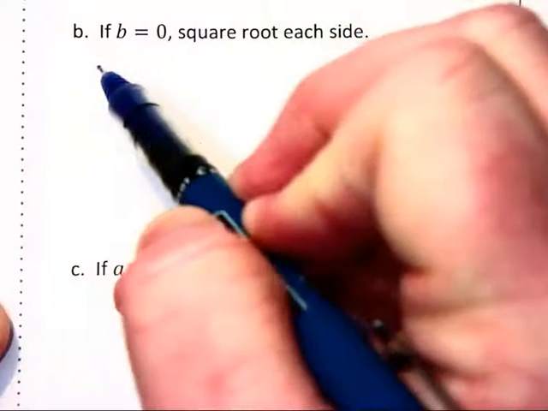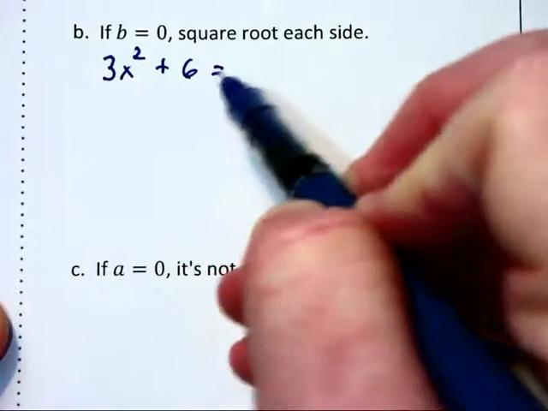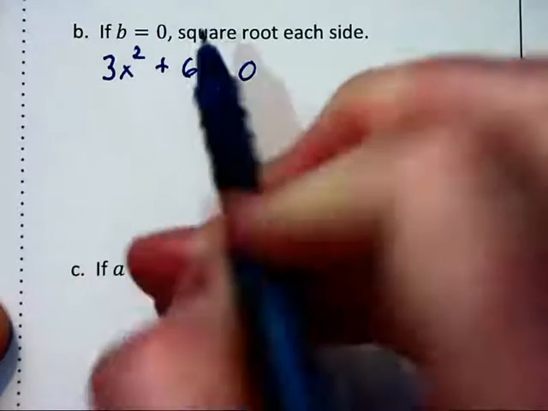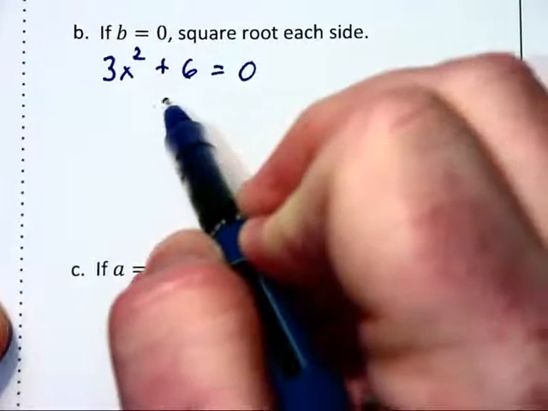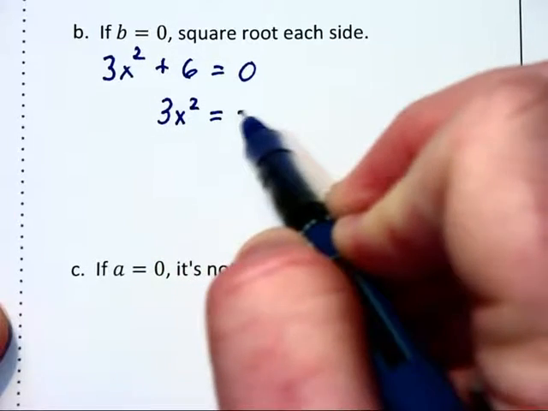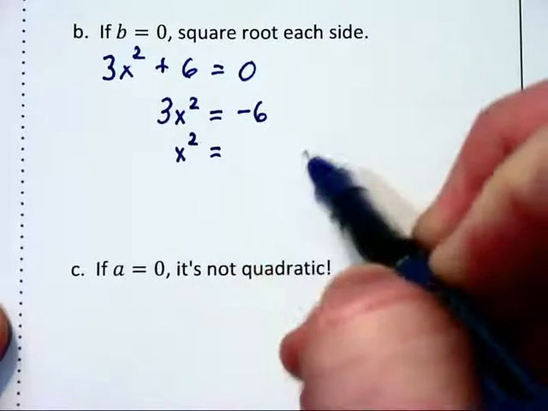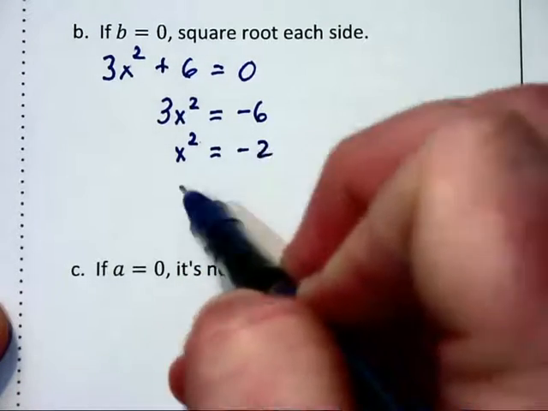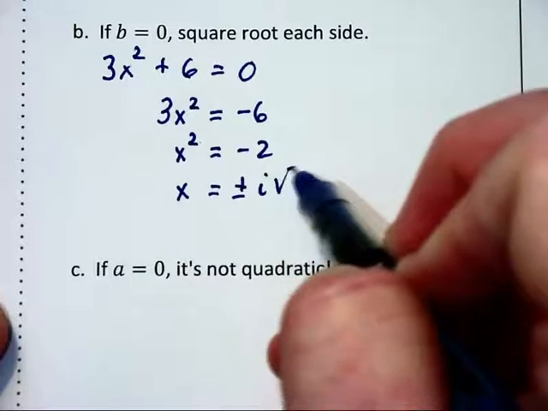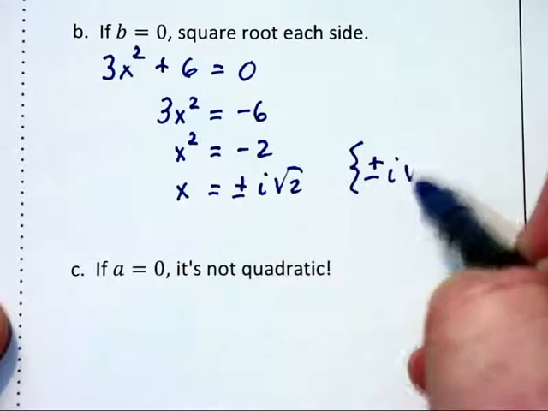In the second example, we're going to let b equal 0. Let's try the following equation: 3x squared plus 6 equals 0. Notice there's no bx in the center. In this case, I'm going to isolate the x squared term on the left and then square root each side. We're going to have x squared is equal to negative 2, and therefore x will equal plus or minus i root 2. And those will be the values that are in the solution set.